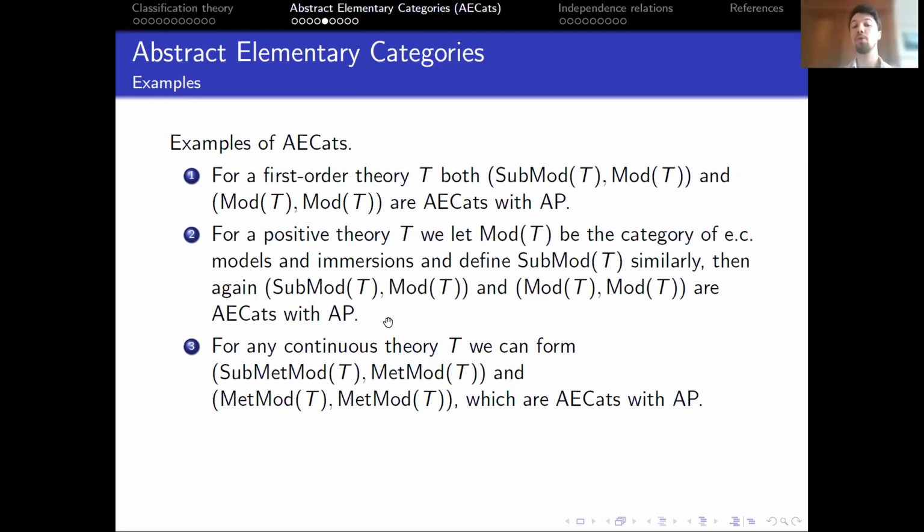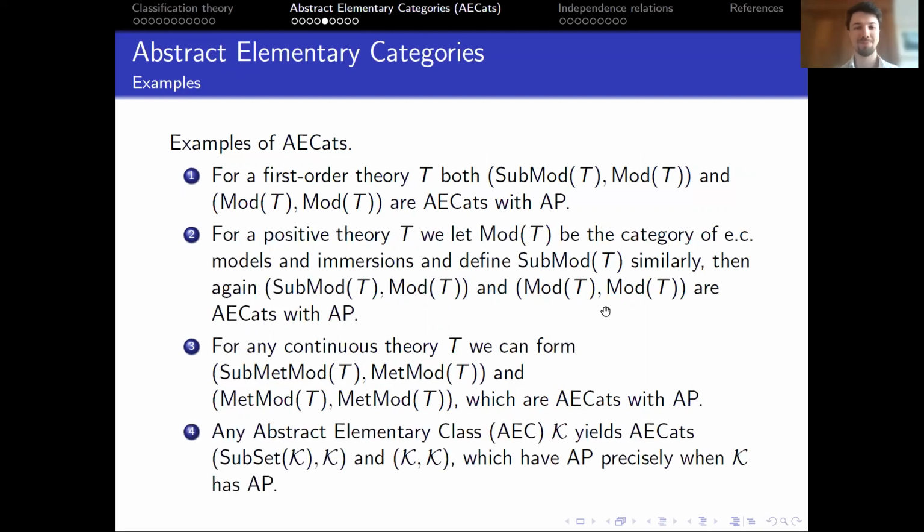Yeah, right. So we can also find nice examples in continuous logic. So for a continuous theory T, we can form the category of metric models. And again, in a very similar sense as we did before, subsets of metric models where we only consider closed subsets. And then these things are AE cats with AP.